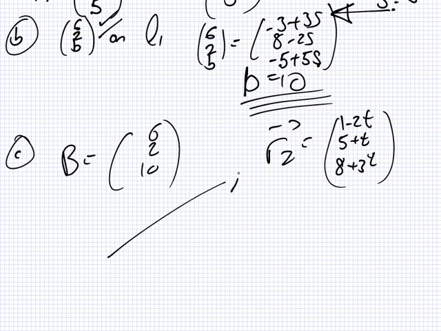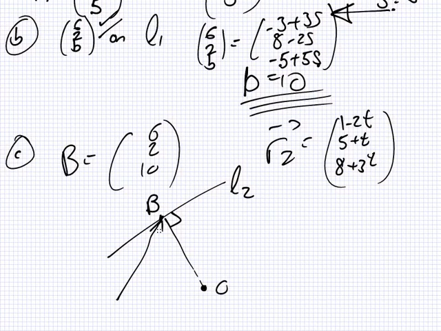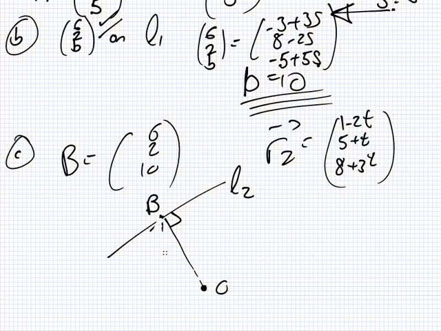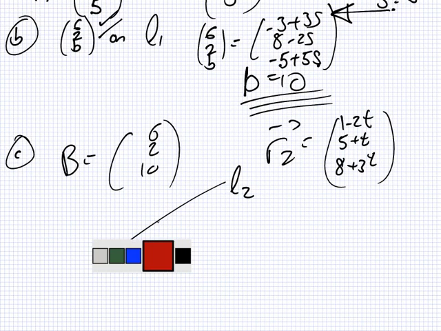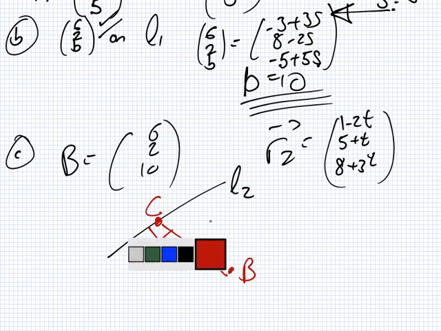So this is line L2 and B is on it. And the only other thing you know is that B is perpendicular to C, and you're looking for C. Oh no, sorry, I got that wrong. I apologize. I have it backwards. C is on the line L2 and B is on the other line L1. And you know that they are perpendicular here. Can we find C?